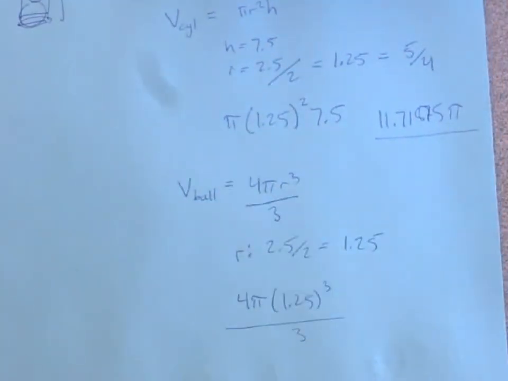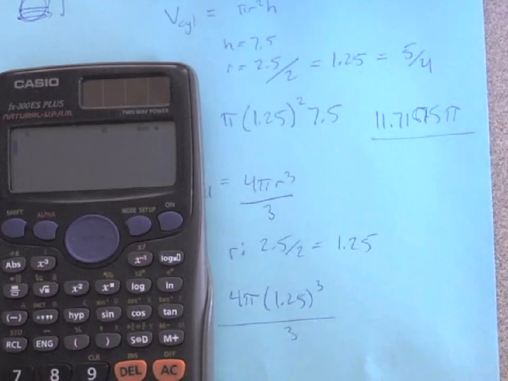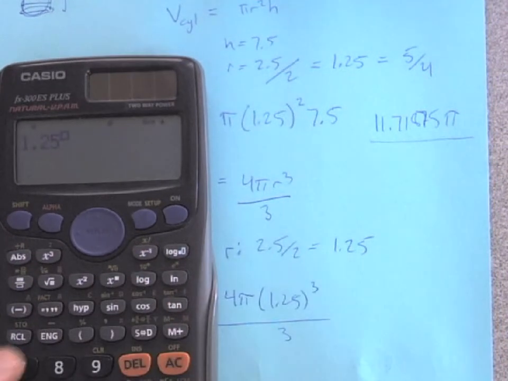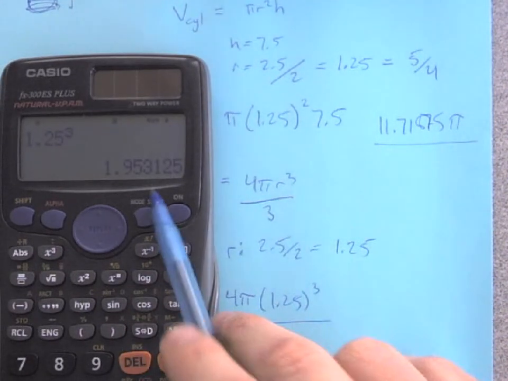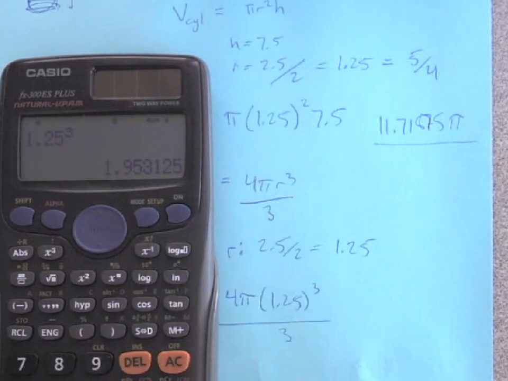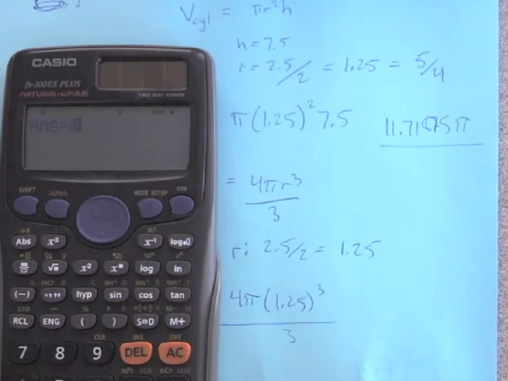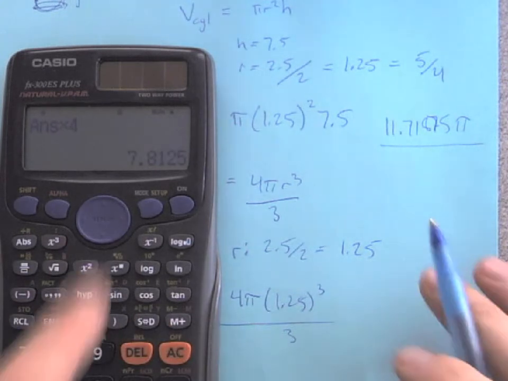Now the tricky thing here is when we divide by 3, we're actually going to end up with a number that's still rational, but it's a repeating decimal. So let me show you what I mean. 1.25 to the third power. Okay, that's the fraction form. Change it to a decimal. Notice it terminates. It's rational. If I take that number and multiply it by 4, there's the fraction version, there's the decimal version. So again, it's rational.